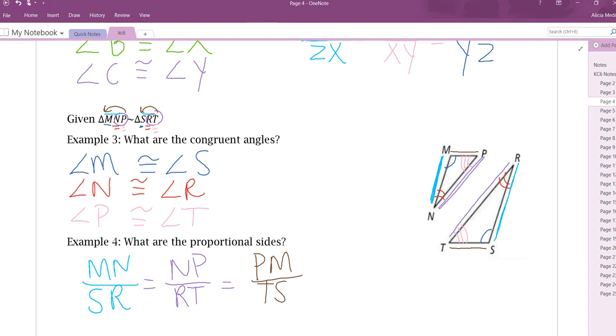So you can use the picture, you can use a similarity statement. If you don't have either or, you can make it. So go ahead and work on this activity, and good luck.